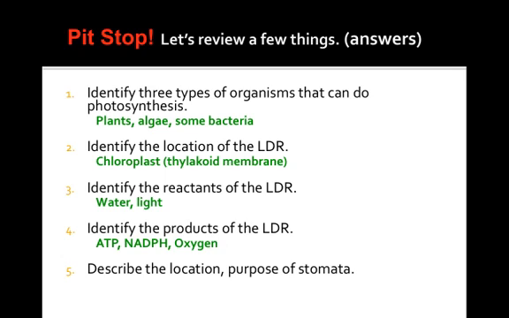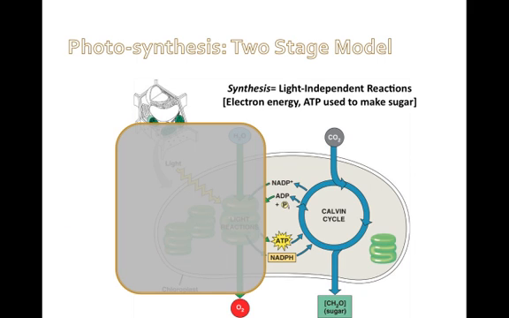And then the location and the purpose of the stomata. Remember that on the undersides of all plant leaves, there are these breathing pores. And that's where the gas exchange occurs. So CO2 goes in and O2 goes out. And sometimes water leaves on a hot day, so they have to be careful that they don't lose too much water that way. So now we go on to the second stage.